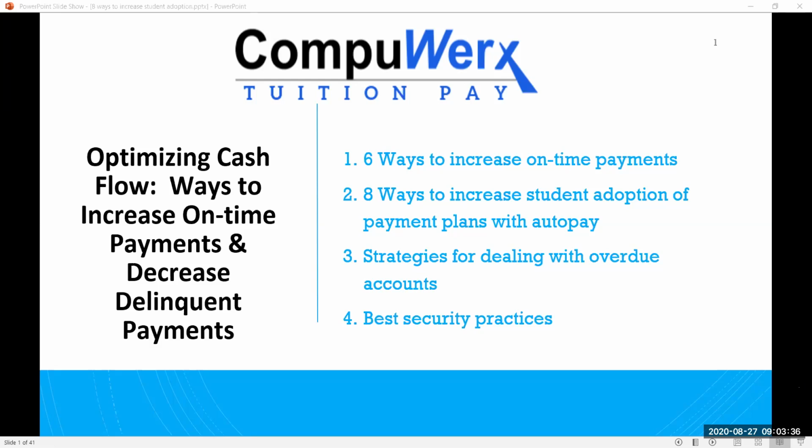The next 2 series would be strategies for dealing with overdue payments, which are really essential for your financial aid office, and the best security practice. That would be number 4.